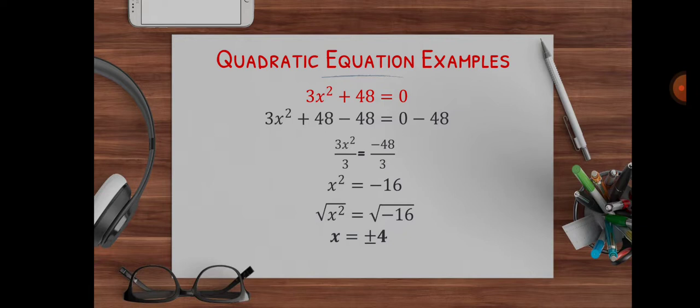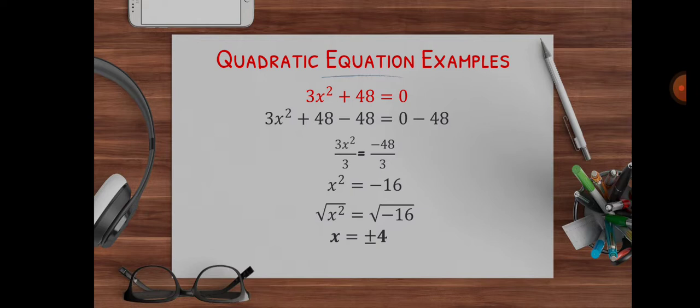Another example. 3x squared plus 48 equals 0. Again, what we did on the last example, it's the same. So 3x squared plus 48 minus 48 equals 0 minus 48. We need to remove or get rid of the positive 48. So to remove the positive 48, simply add negative 48, and also on the other side, add negative 48. Okay? So what is left is 3x squared equals negative 48.